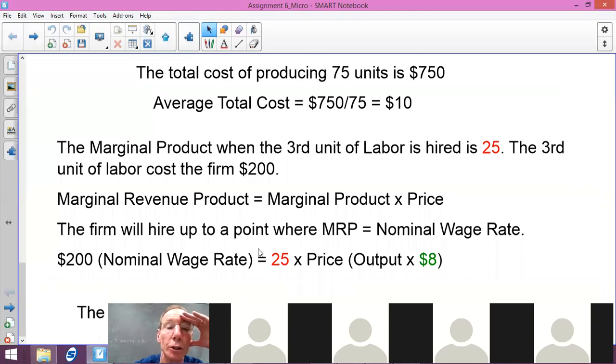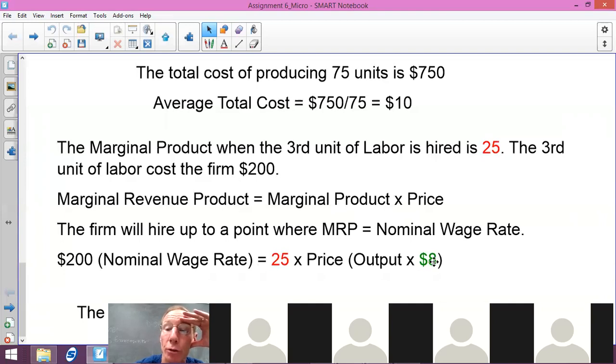So what we want to do here is make the marginal revenue product, or the wage rate, the nominal wage rate, which is $200 for the third worker, equal to that third worker's marginal revenue product. And in order for 25 units to bring in a revenue of 200, each one of these units needs to cost $8, okay?